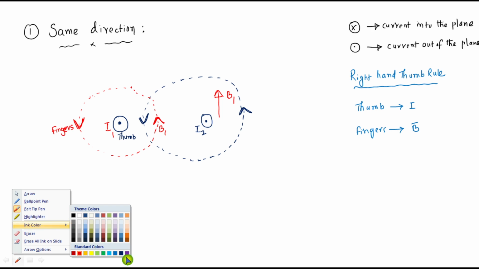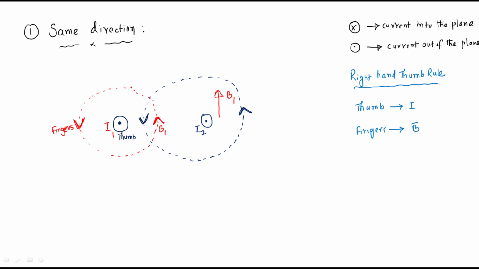So what about B2? This is the direction of magnetic flux density due to the current in the second conductor. This is the direction of B2 due to I2, and this is the direction of B1 due to I1. Clear? So we have current and magnetic flux density, and we have to get the direction of force between these two.